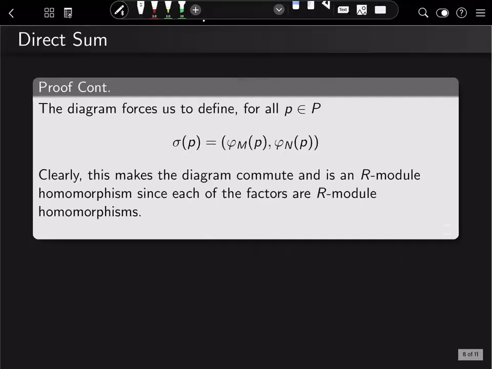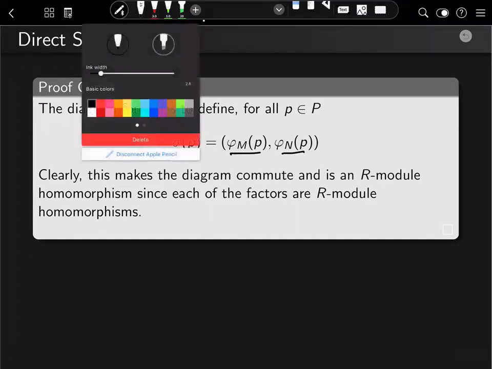So the diagram forces us to define our sigma, so sigma of p, we just take our morphisms in the components. So yeah, we define our sigma to be our original morphisms in the components. And this does make the diagram commute. We can show that it does.